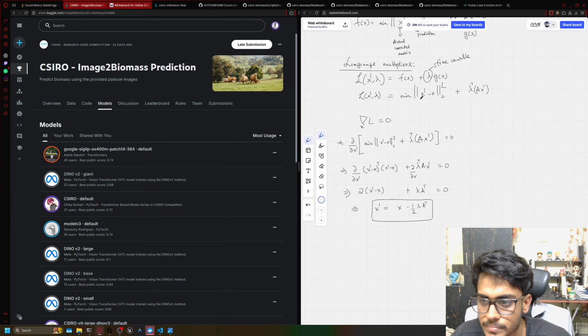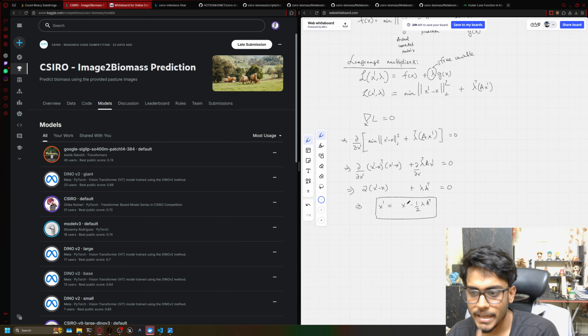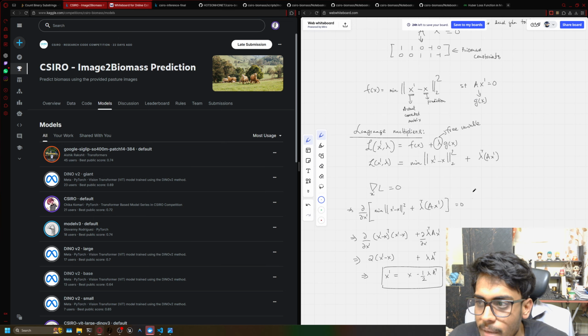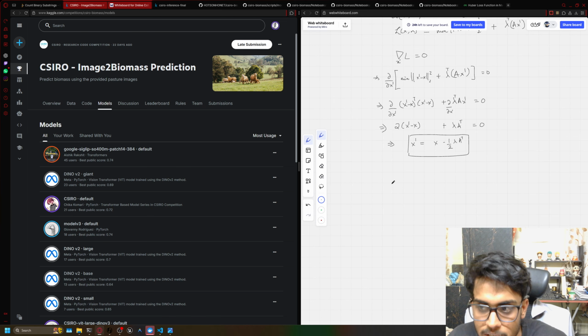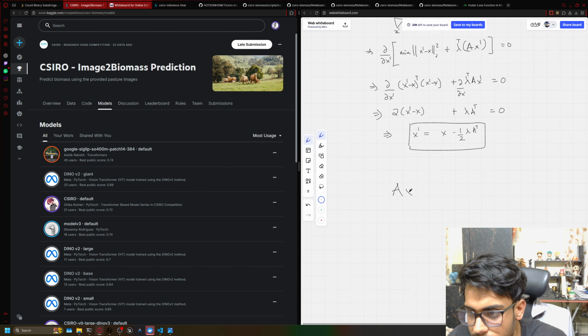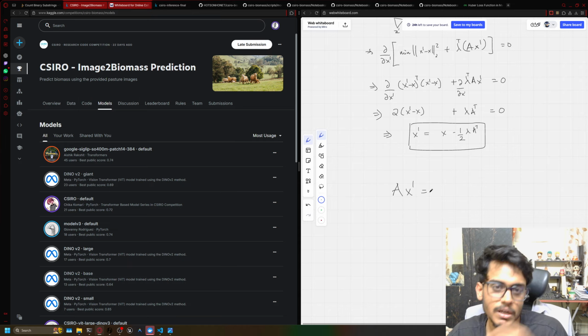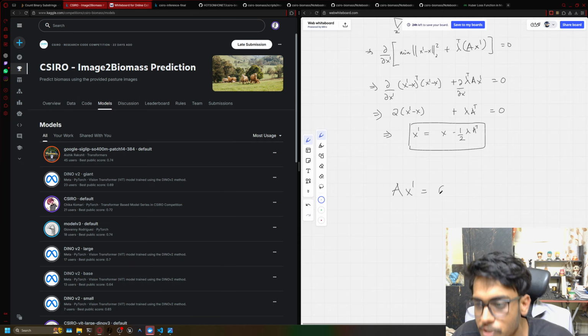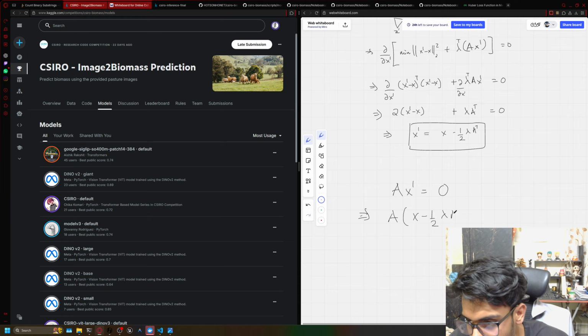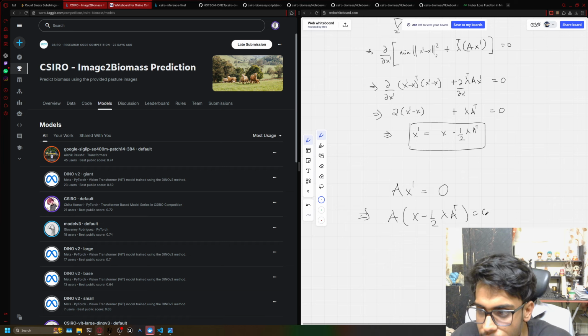Okay, so now I got x prime here. Now if I write my constraint equation, it should be satisfied. My constraint equation says a times my x prime, which is the corrected predicted value, should be equal to 0. It implies that a times (x minus half of lambda a transpose) should be equal to 0.